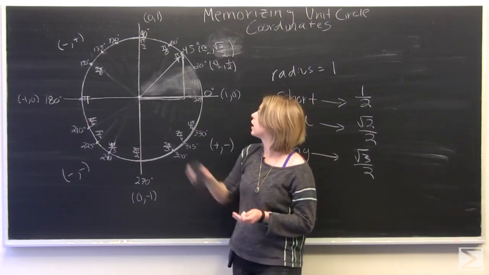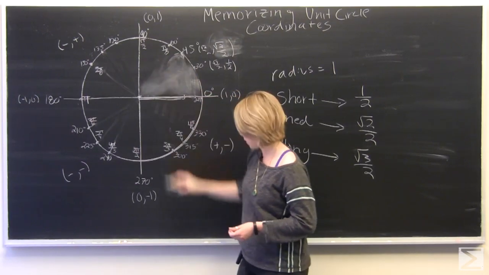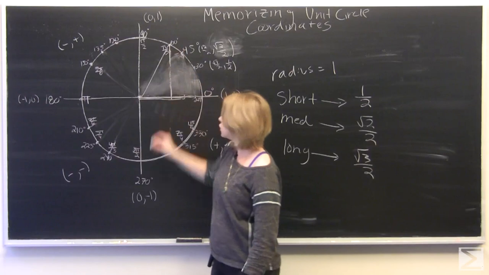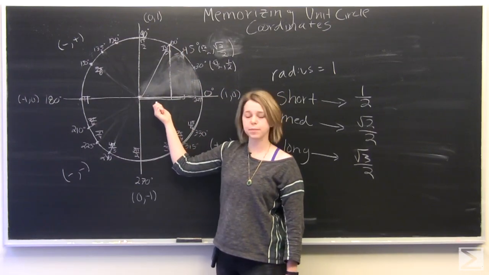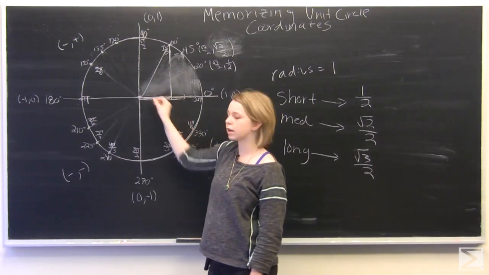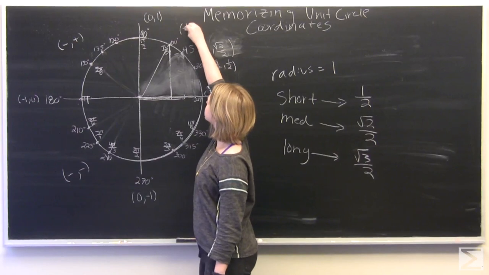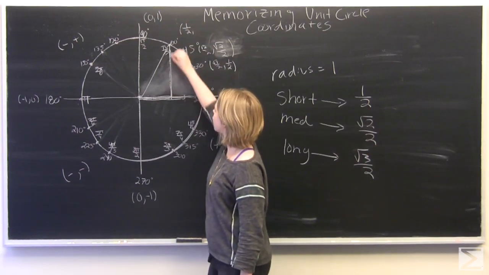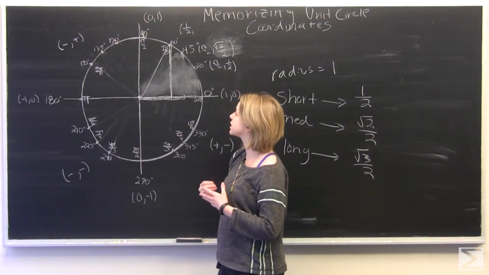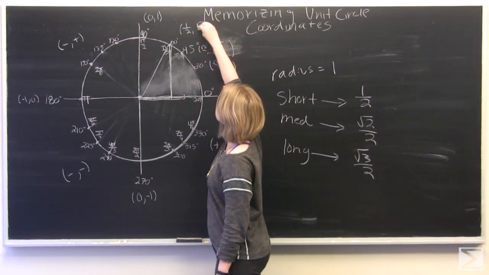And now let's find the coordinate value for pi over 3 radians or 60 degrees. So remember, we always keep the base of our triangle on the x-axis. Our line on the x-axis is very short this time. So we know that our x-coordinate is going to be 1/2. And our vertical line that is parallel to the y-axis is going to be very long, and it'll be square root of 3 over 2.